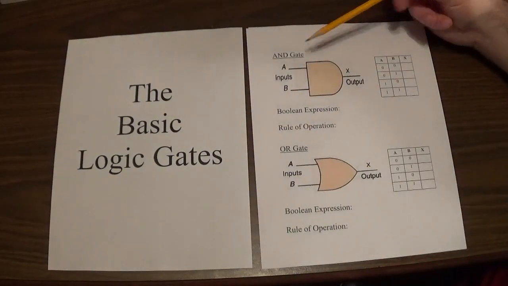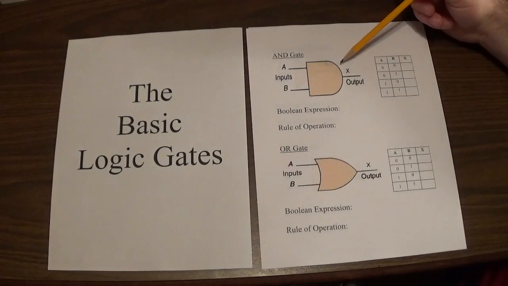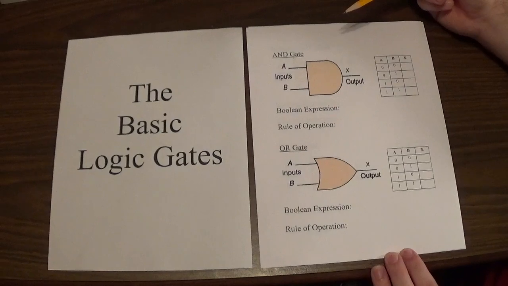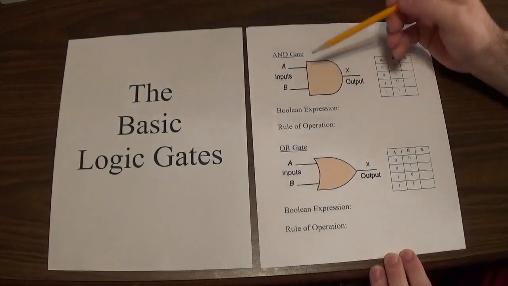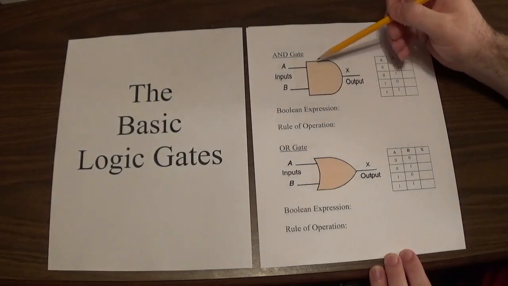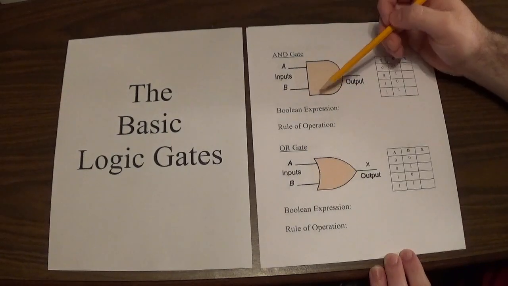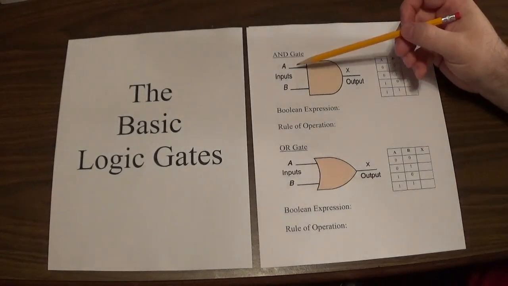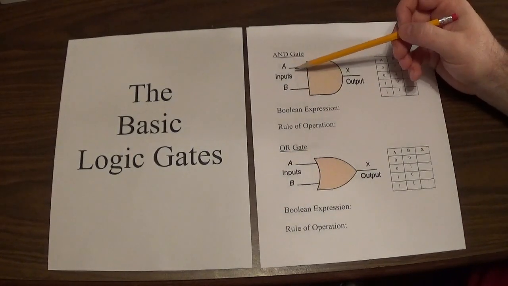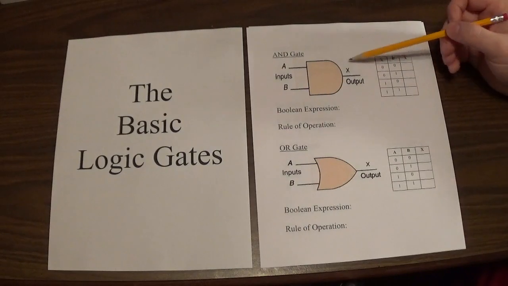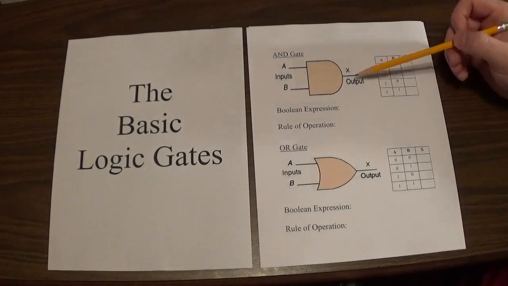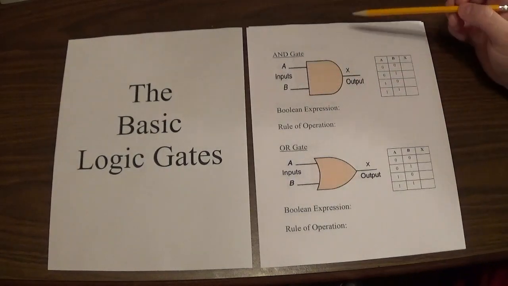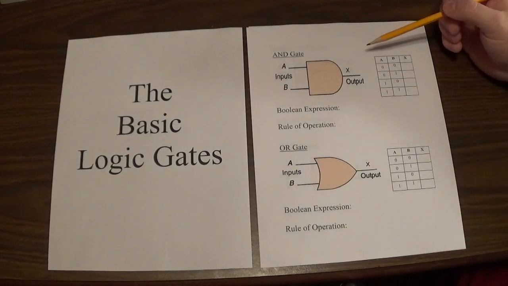So the first one we're looking at is the AND gate. Alright, so here is the symbol for the AND gate. Pretty easy to remember because the shape of the symbol looks like a D, so AND, D-shaped symbol. Alright, so on the left side we have the inputs, and on the right side we have the output. Okay, and that'll be the standard format for all of these. The inputs will always be on the left and the output on the right.